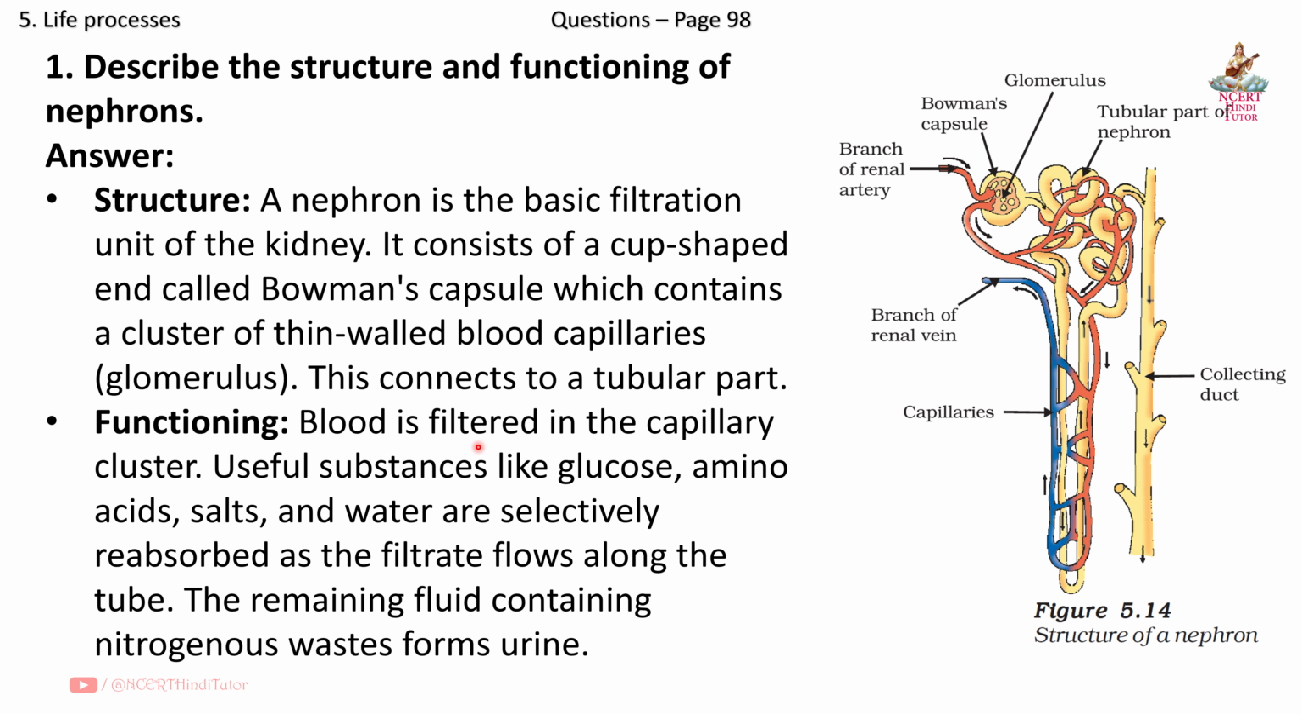Functioning: blood is filtered in the capillary cluster. Useful substances like glucose, amino acids, salts and water are selectively reabsorbed as the filtrate flows along the tube. The remaining fluid containing nitrogenous waste forms urine.